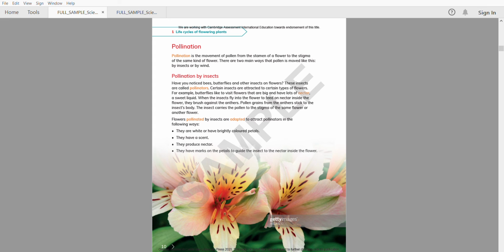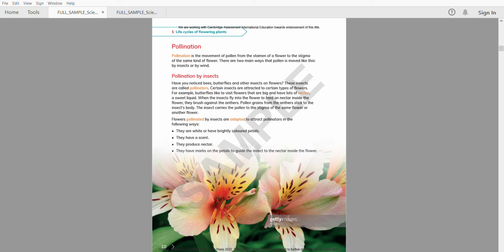Pollinators are insects that help in the pollination process. Examples of insects that are called pollinators are bees and butterflies. So different insects also visit different flowers. They have their own favorite. For example, butterflies like to visit flowers that are big and have lots of nectar. Okay. Nectar is the sweet liquid.